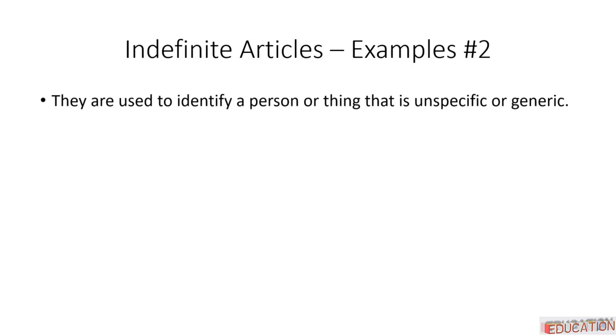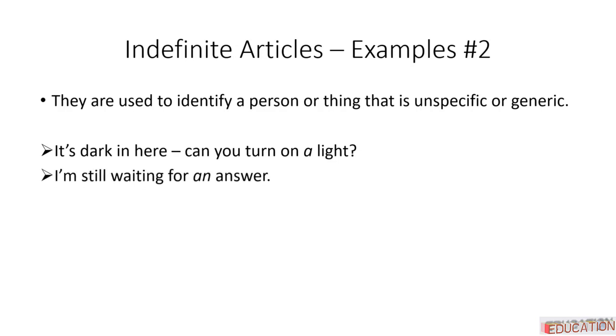And we use indefinite articles to identify a person or a thing that is unspecific or generic. Now, it's dark in here. Can you turn on a light? In other words, I don't really care which light. I'm not bothered, but any light will do. Not a specific light. I'm still waiting for an answer. I don't know what the answer is, but I'm waiting for it.